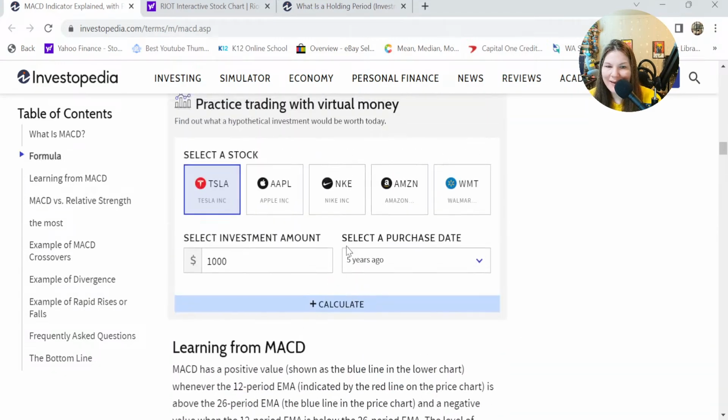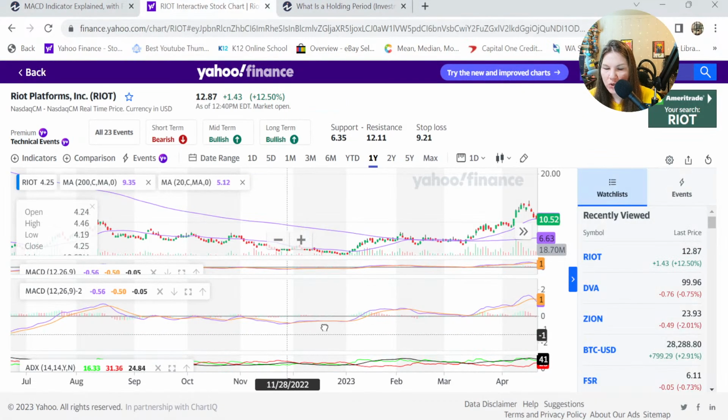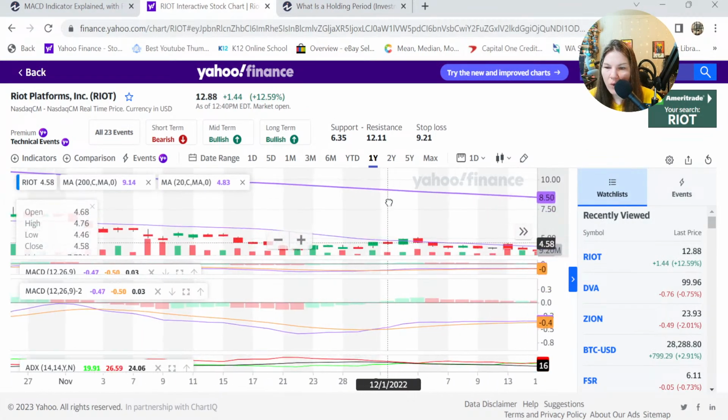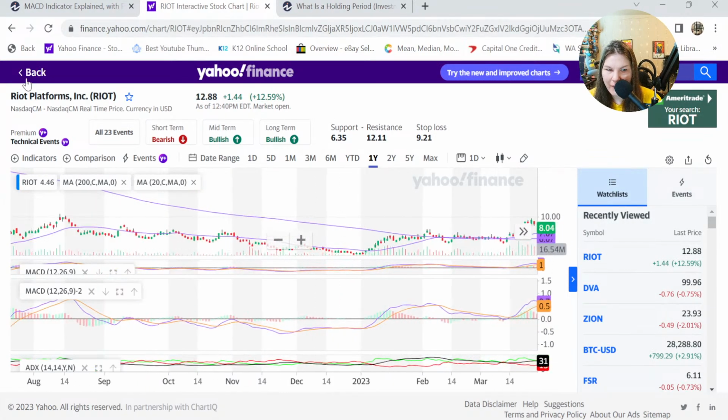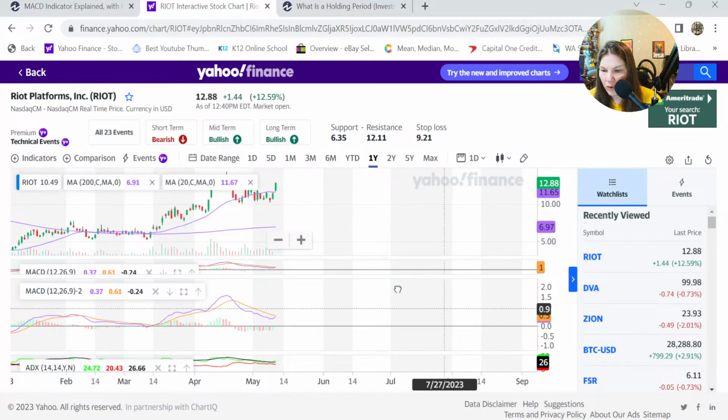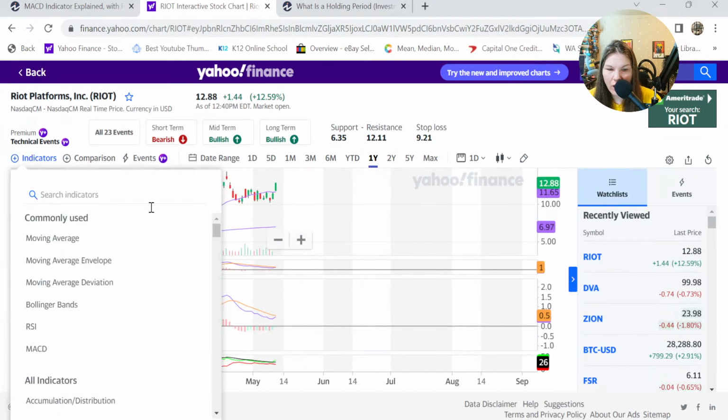So that is the MACD, guys. We looked at the MACD. We enjoyed the MACD. And we're going to do more to understand the MACD. Don't you guys worry. How do we get these indicators off?